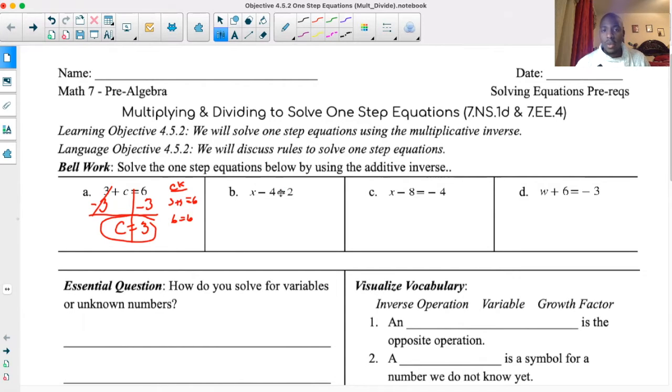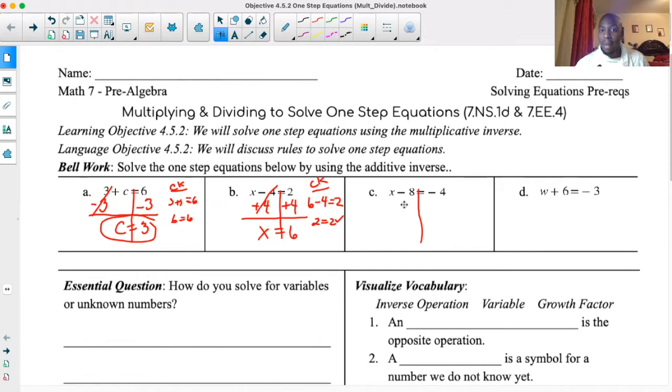Next one, we have x minus 4 equals 2. We would add 4 to both sides because we're going to do the opposite of subtraction. When we do the opposite of subtraction, negative 4 plus 4 cancels. We get x by itself. 2 plus 4 gives us 6. And once again, I can check to make sure the answer makes sense by changing x to 6. So 6 minus 4, does that equal 2? Yes, 2 is equal to 2. Great.